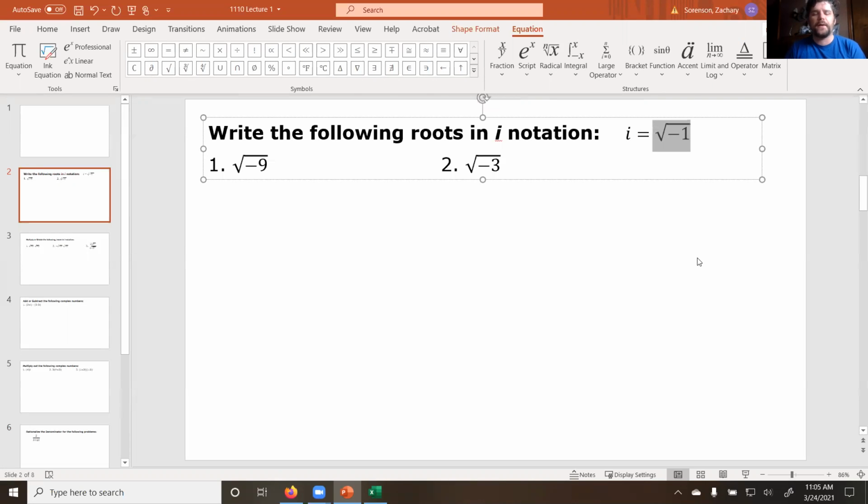And it turns out that if we make kind of that assumption that it's something, we can do a lot of things with these square roots. We can start to do multiplication, division, addition, subtraction, stuff like that.